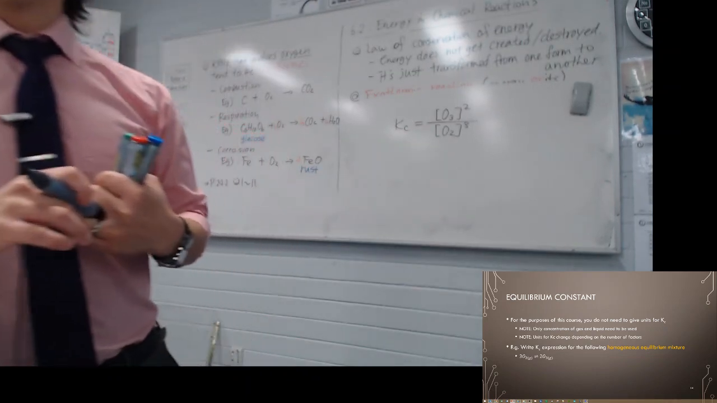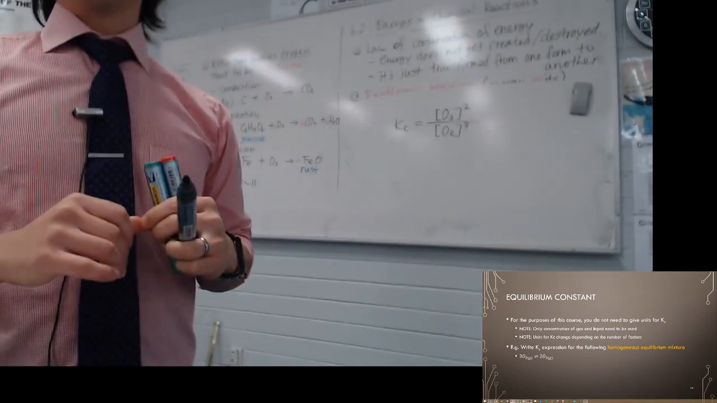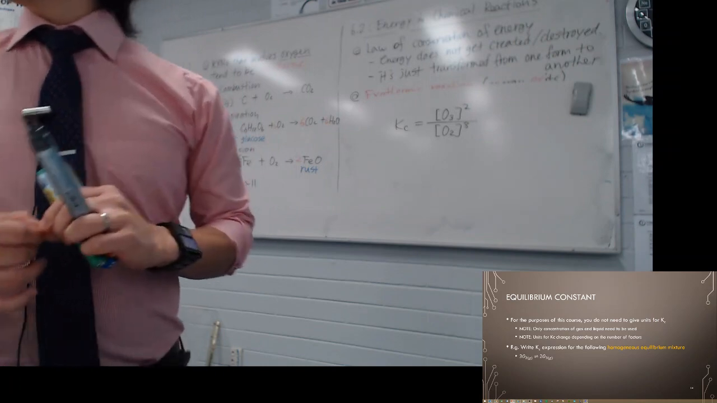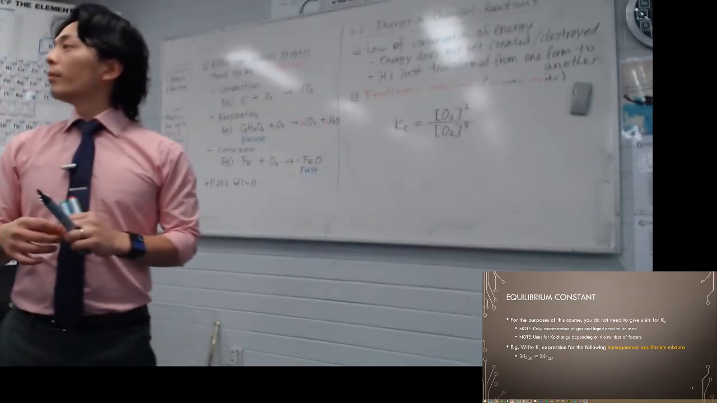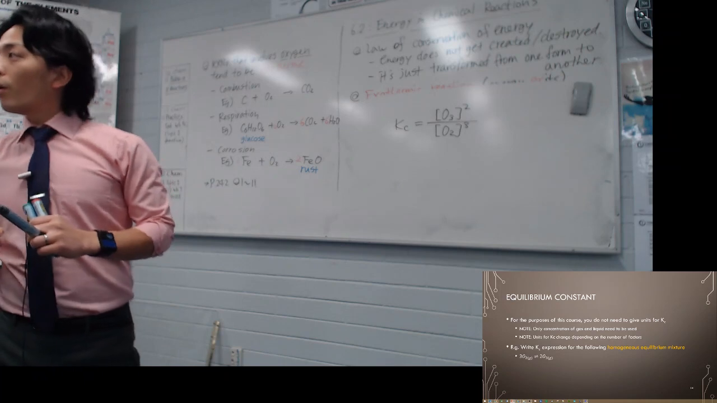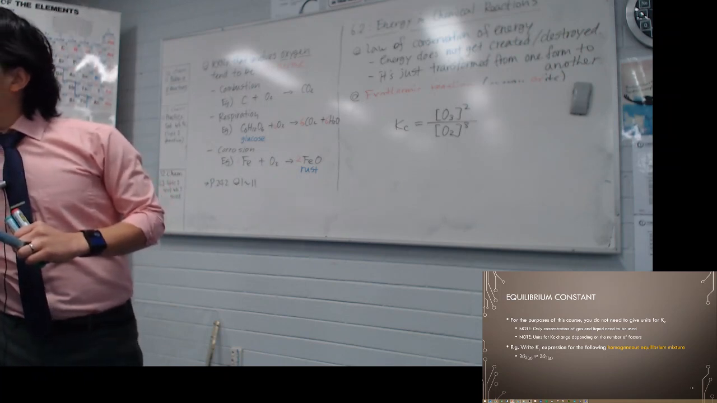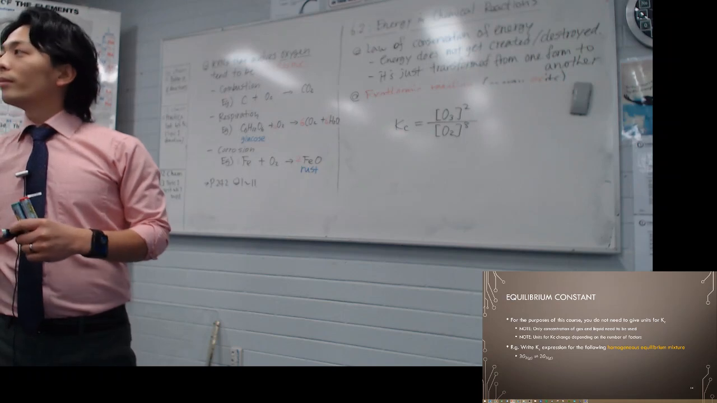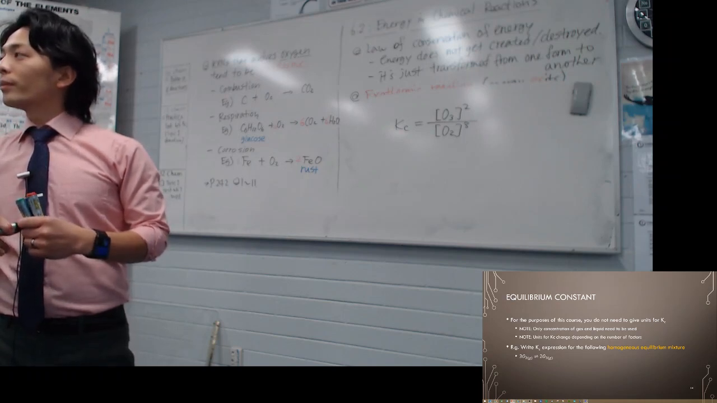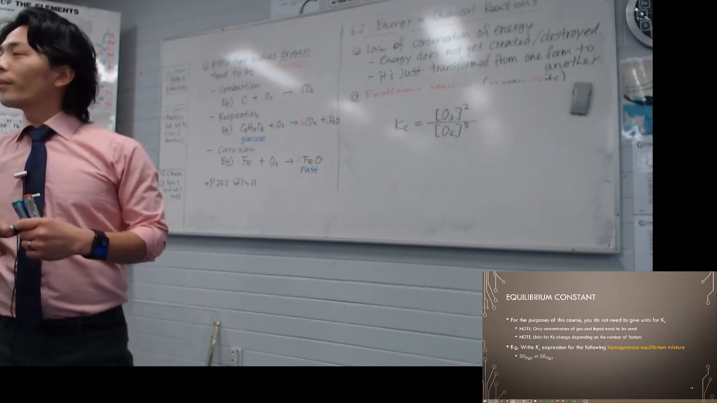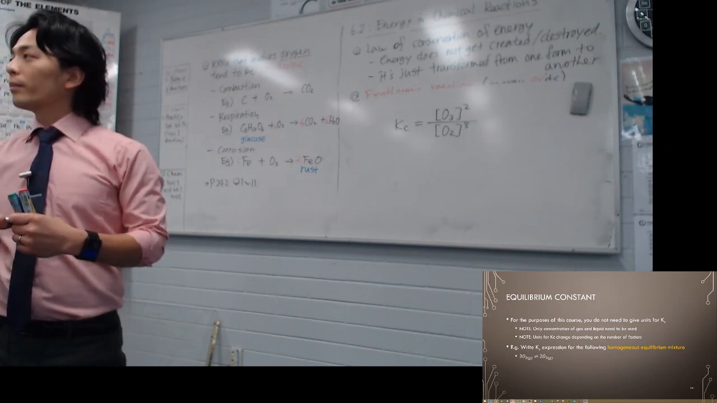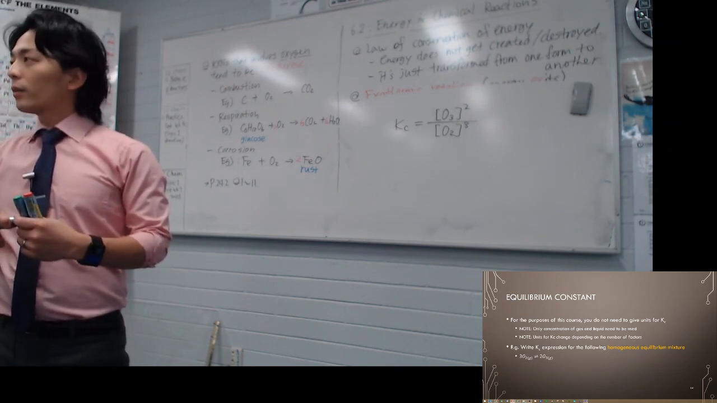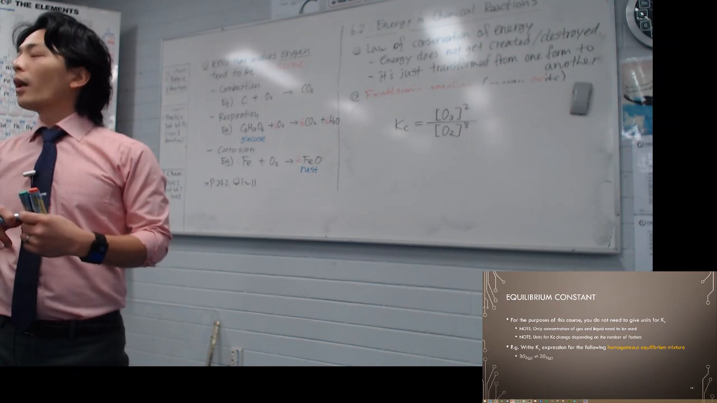What do you do if Kc is on one? If it is less than one, it's favoring the backward reaction. Correct. If it's greater than one, it's favoring the forward reaction. Correct. If it's on one.